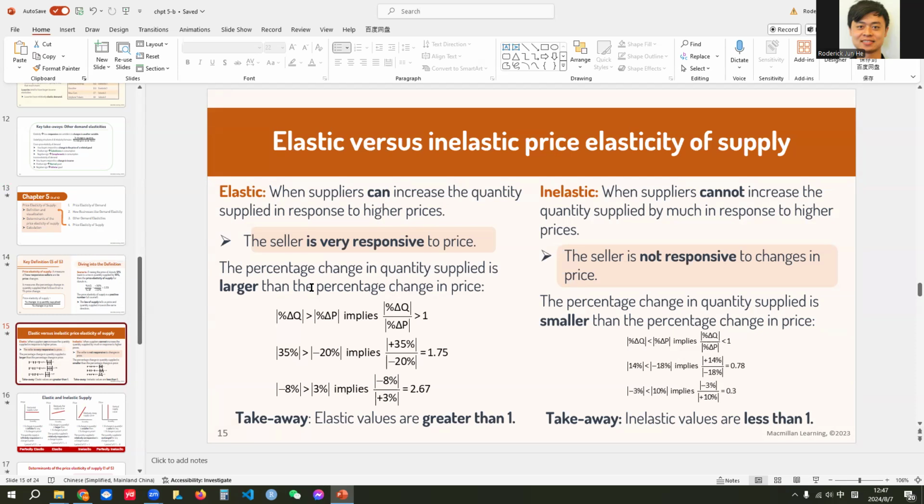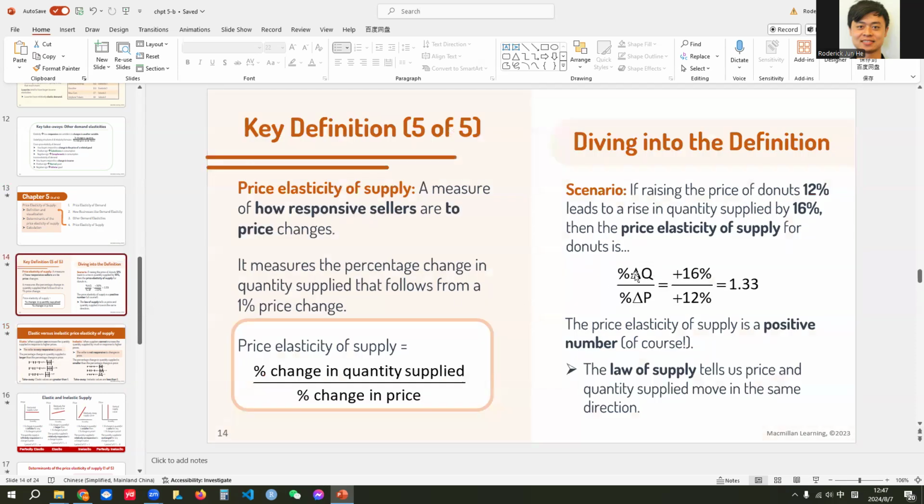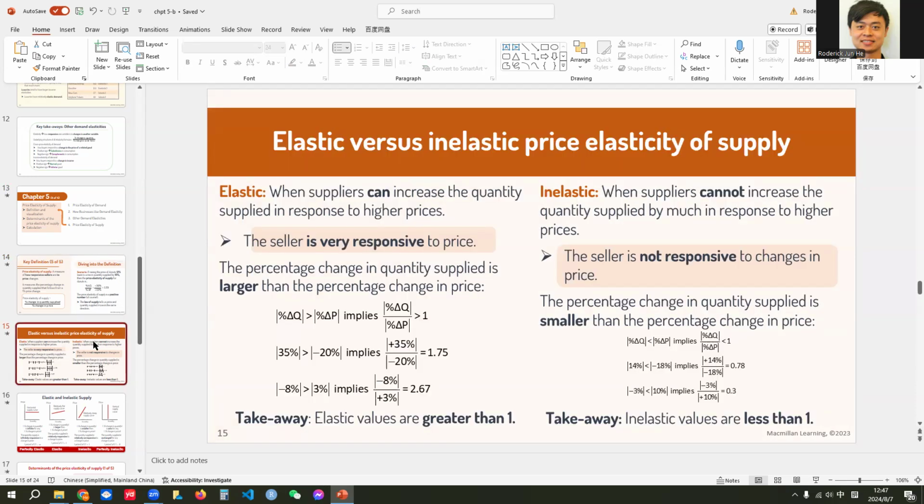If it is elastic, then that means the elasticity is greater than 1. If it is inelastic, that means the elasticity is smaller than 1. And the price elasticity is a positive number, again, because of the law of supply.